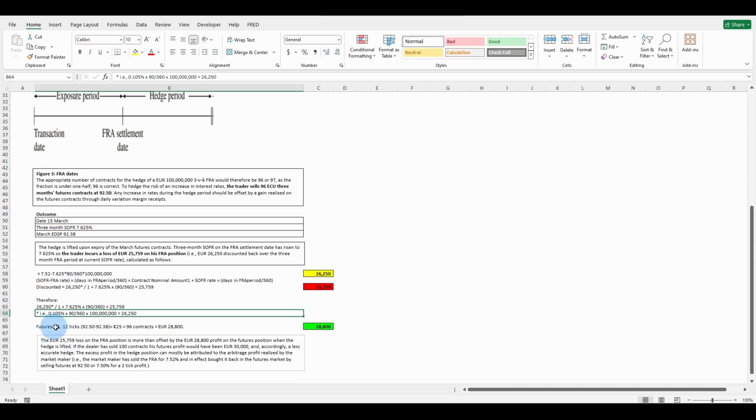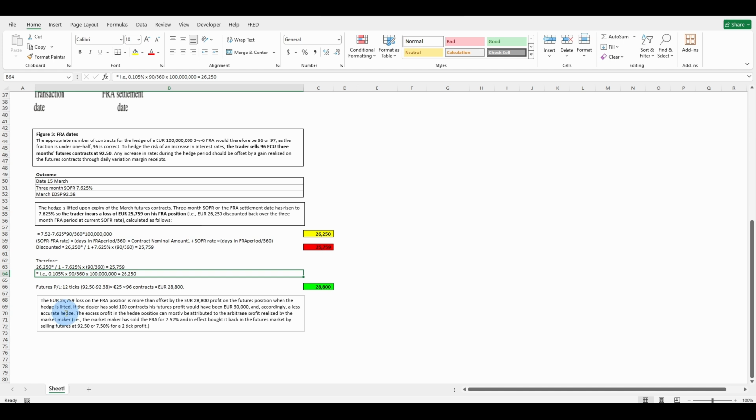Futures, 12 ticks, 92.50 minus 92.38. This is what the futures are worth now. What happens? The 25,759 loss on the FRA position is more than offset by the 28.8 profit on the futures position when the hedge is lifted.